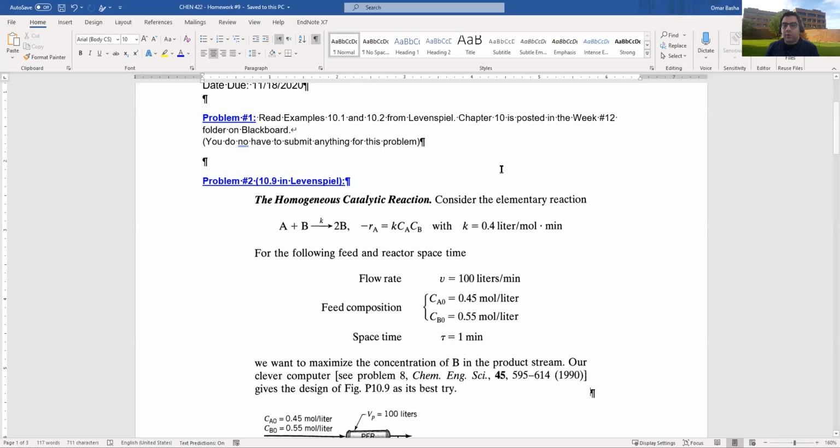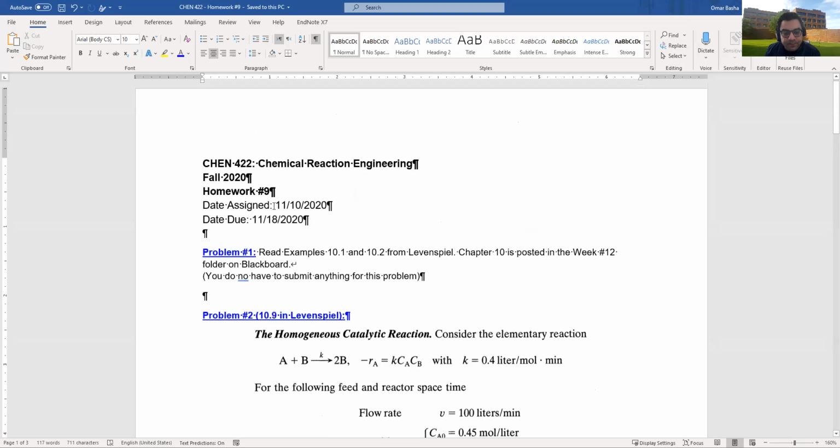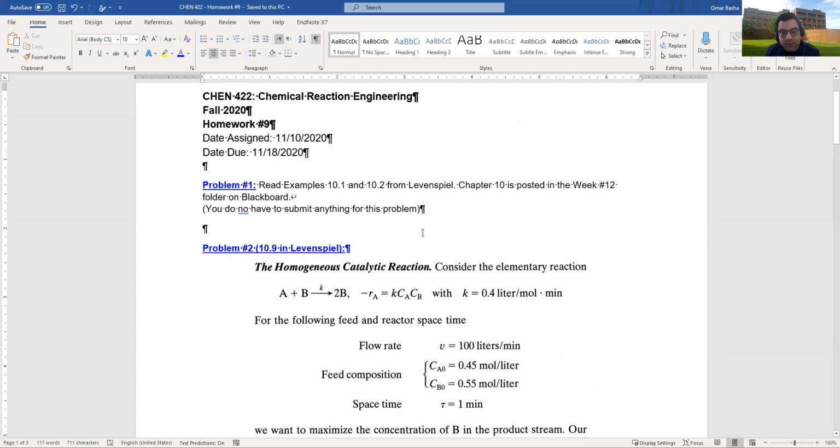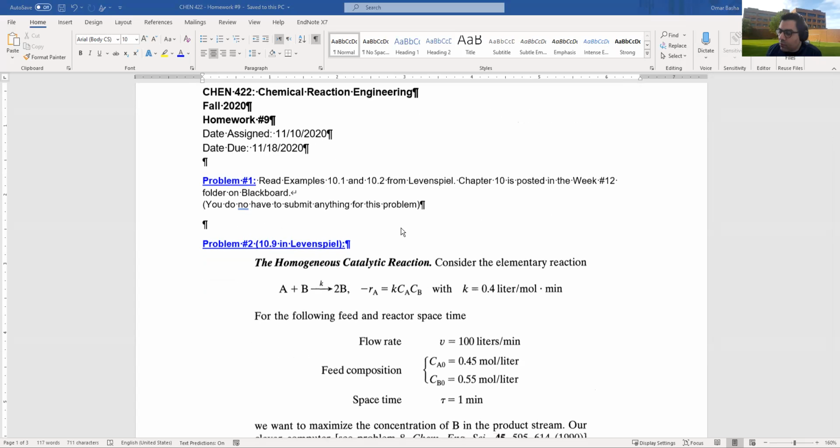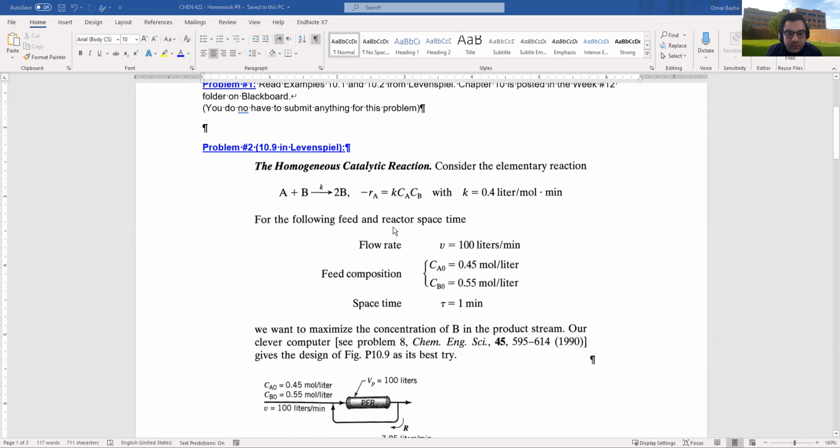Okay, let's start going over this homework. So homework 9 is assigned today. It's due on the 18th. It's a simple homework. We'll just try to remember some of the old ideas we've touched on before and apply them in a bit more detail today.